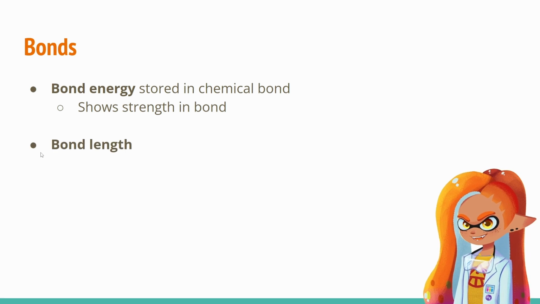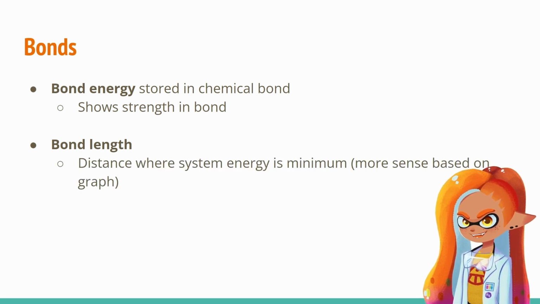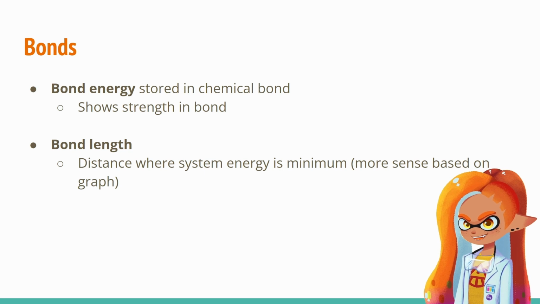The other term we have is bond length. And bond length is pretty self-explanatory. It is the distance between the two atoms, regardless of what bond we're talking about. And so this distance is pretty much where the system has a certain amount of energy, and we're trying to keep it at a minimum. And if that doesn't make sense, I will show graphically how that makes sense.